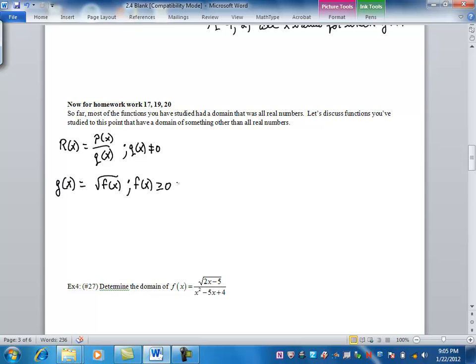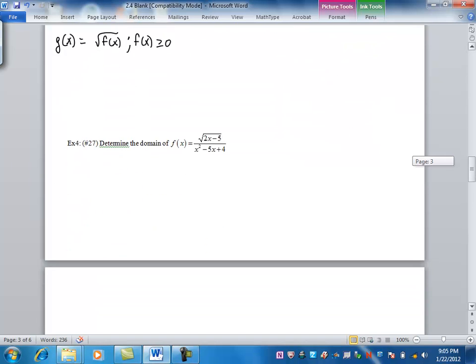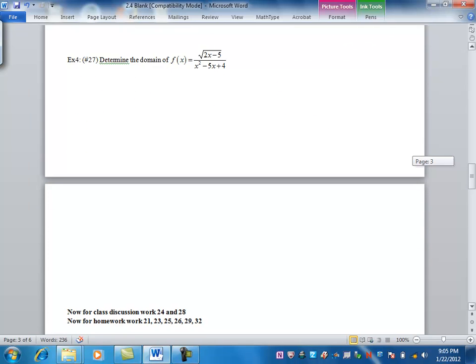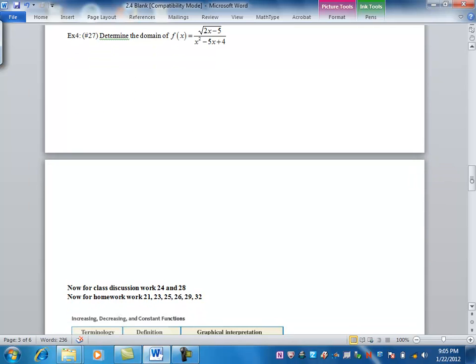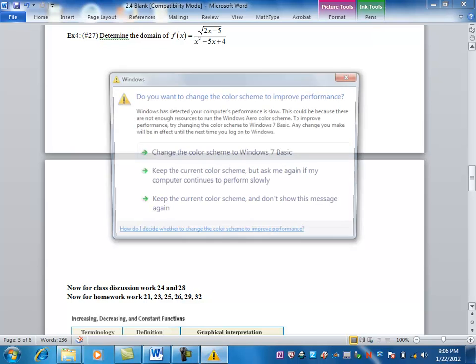Other than that, to this point, we really haven't had to worry too much about what the domain is going to be. We'll study some functions coming up in this class where we will have to pay some attention to what the domain is. But for now, those are the two biggies. And of course, both of those would rear their ugly heads for us in this next example. So let's take a look here at example 4 in our notes, which is problem 27 in your problem set.